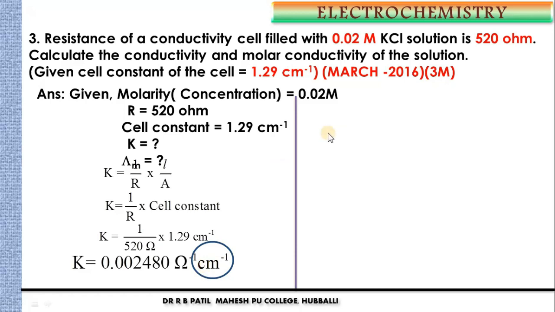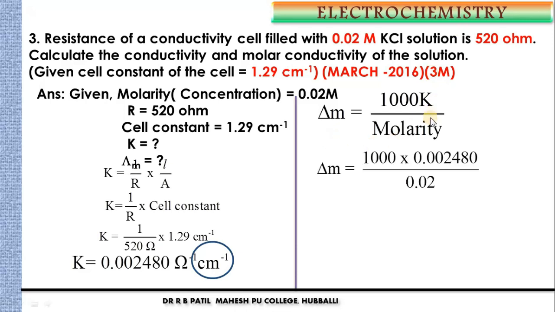When that is the unit of K, then lambda m is equal to 1000 K divided by molarity. So substitute the K value, that is 0.002480, and molarity is 0.02. Here it is given. When we solve that, we end with the molar conductivity lambda m of 124 Siemens centimeter square mole inverse. That is the answer. I hope that you understood how to solve this numerical question.